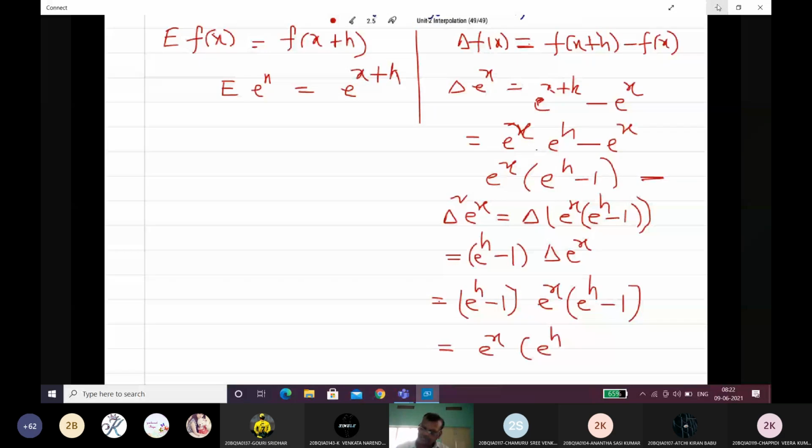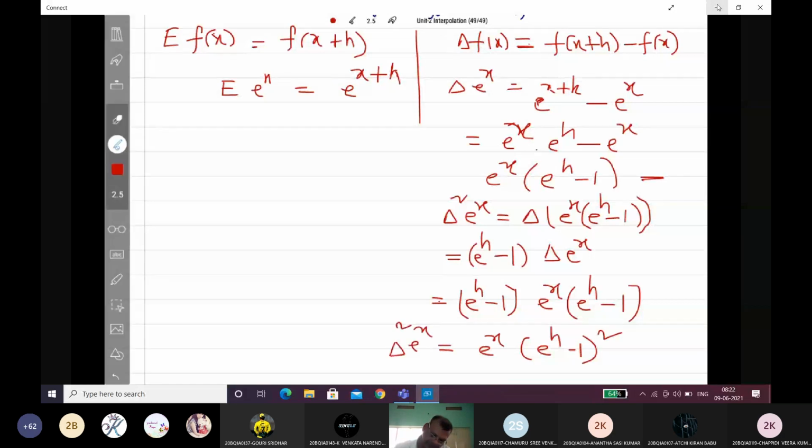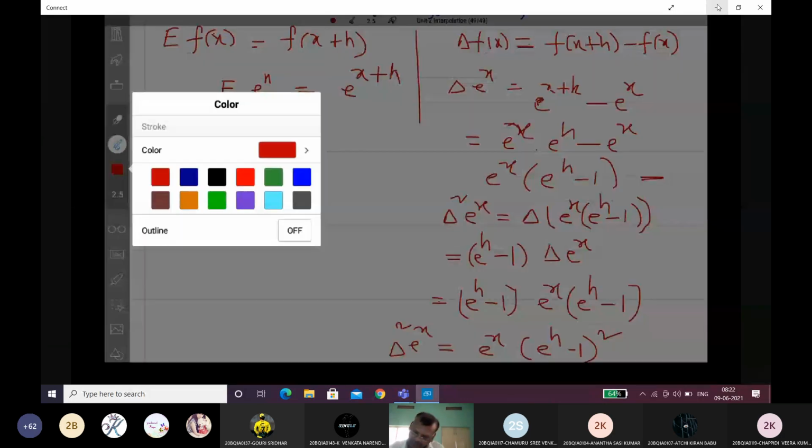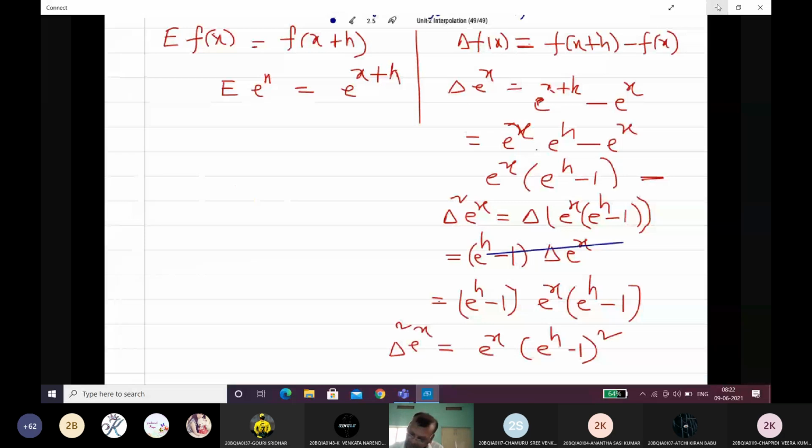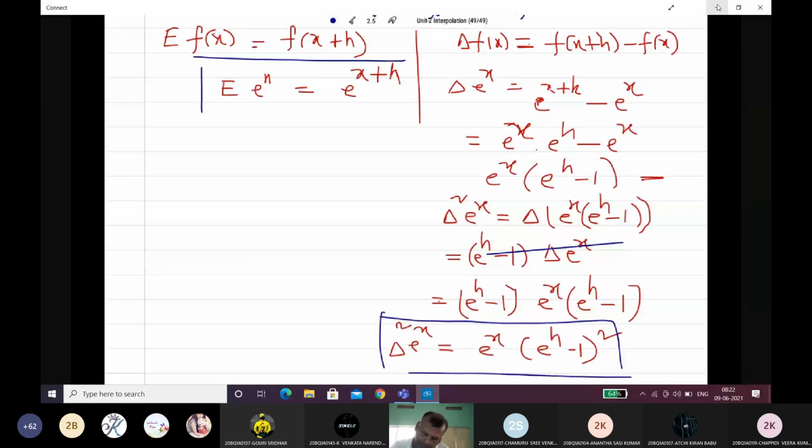These are the two formulas. This one is delta square e power x. These are the two values. Okay.